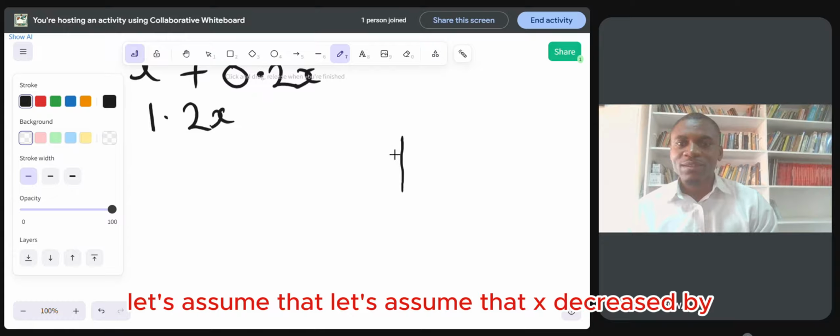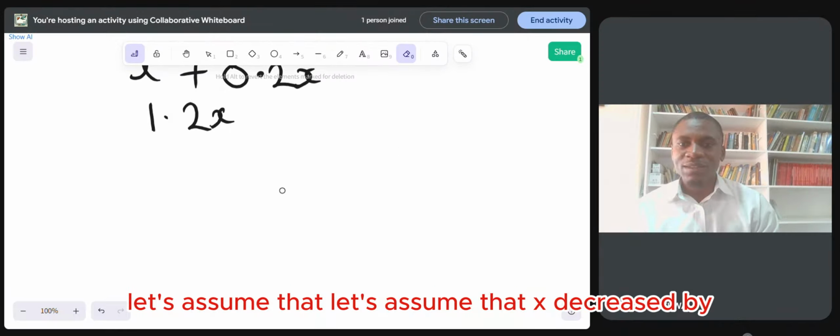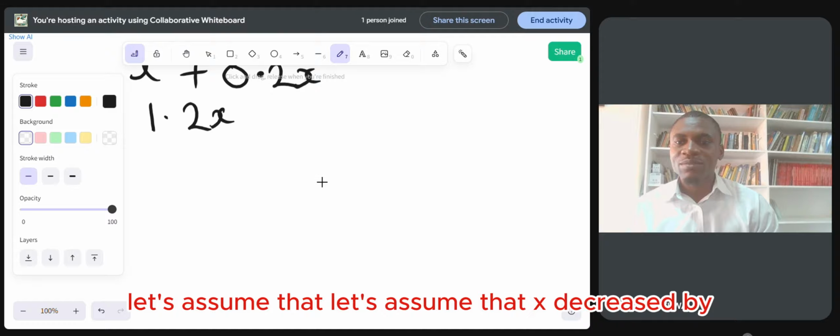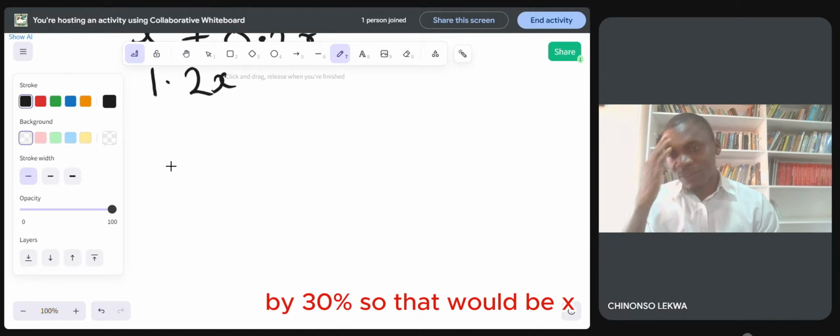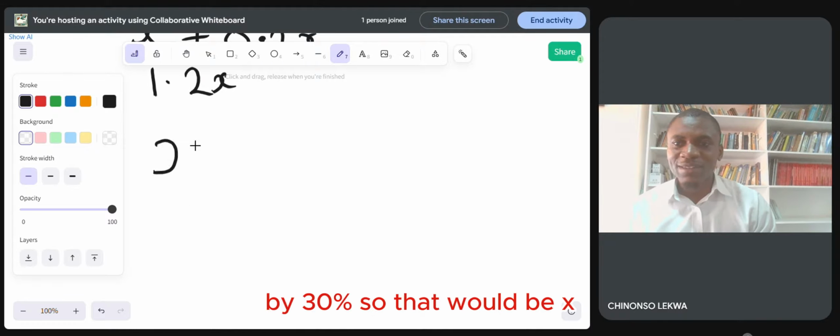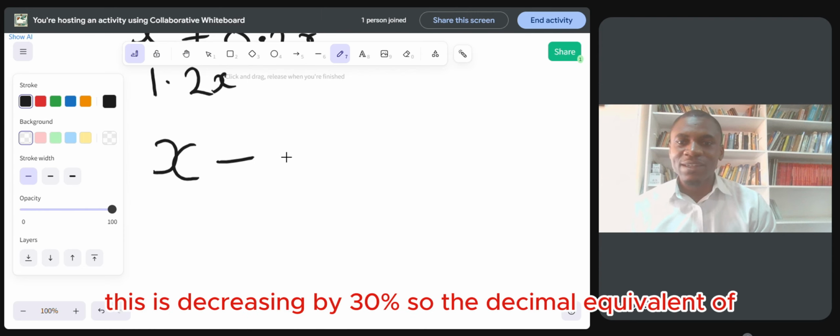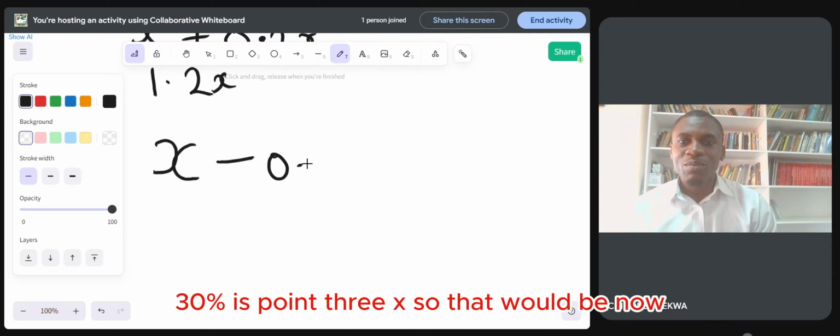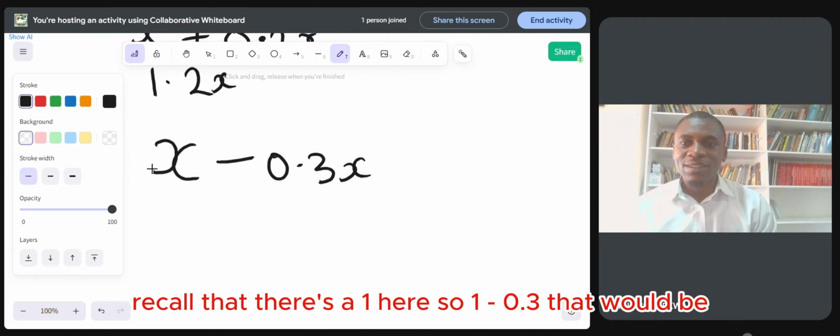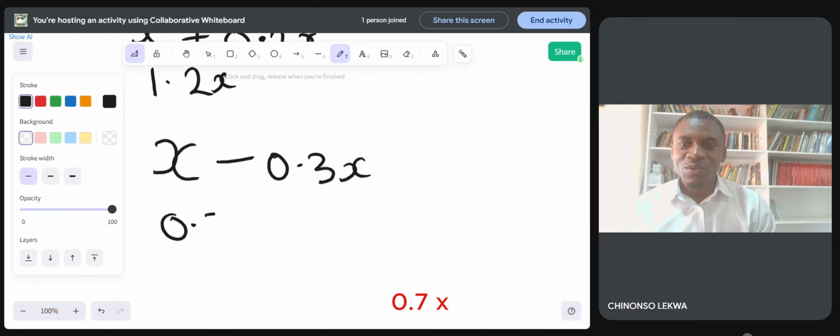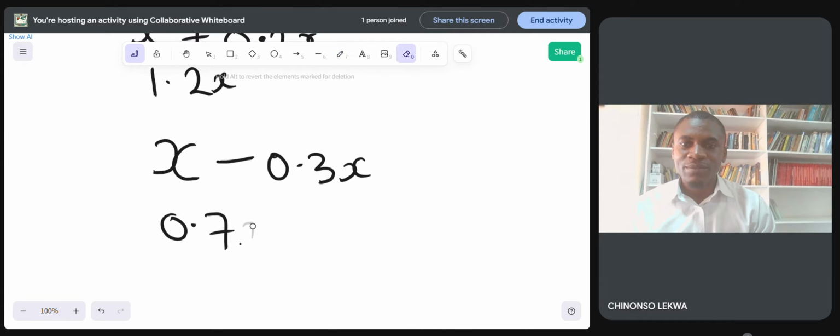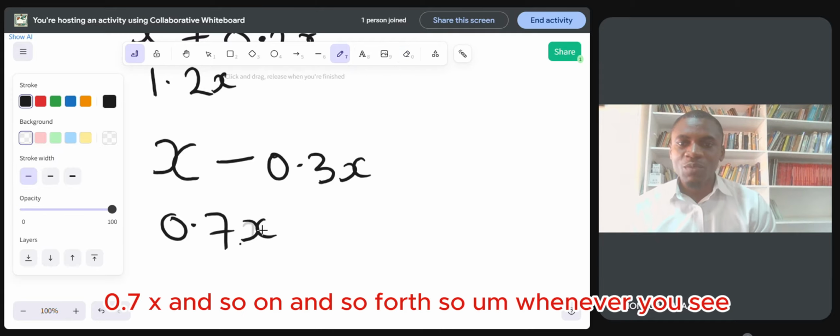Now let's look at where we have percentage decrease. Let's assume that x decreased by 30%. So that would be x minus, since it's decreasing by 30%. So the decimal equivalent of 30% is 0.3x. So that would be, now recall that there's a one here. So 1 minus 0.3, that would be 0.7x, and so on and so forth.